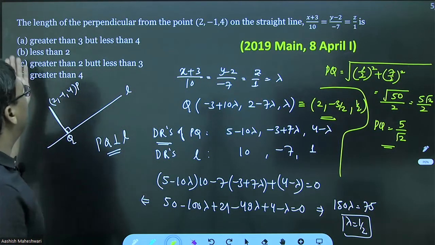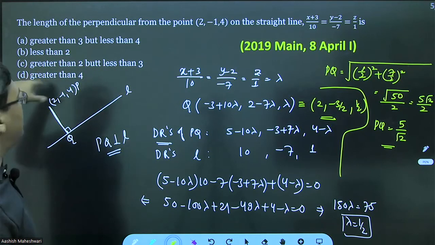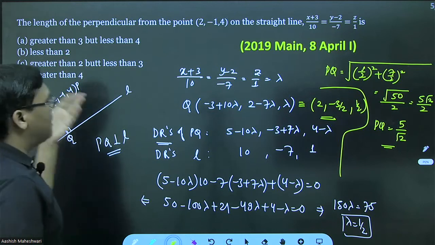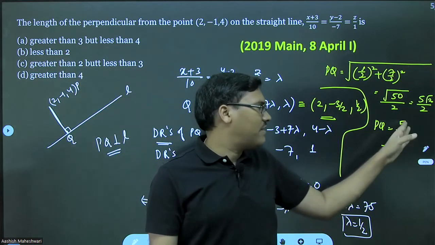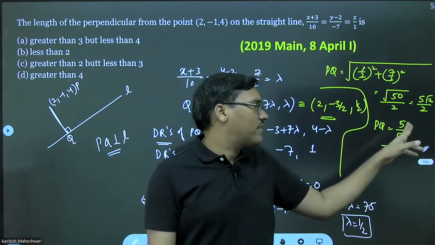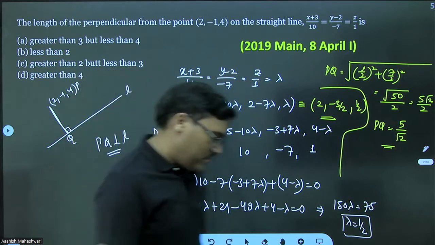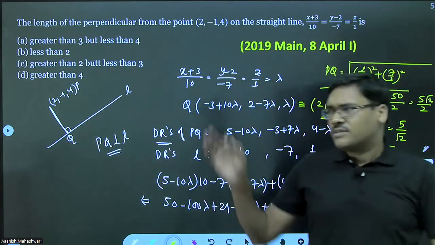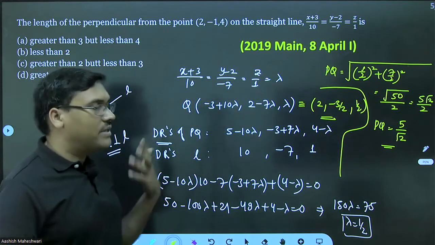And now you can check which of the options is correct. This is greater than 3 but less than 2, this is less than 2, and so on. You can clearly check what the answer is from this. 5 by root 2, if I take this as 4, you can accordingly check the answer for this question. Okay, so I hope the concept part is clear. You can check the calculation and get the answer, right? This is a very important concept for many questions.